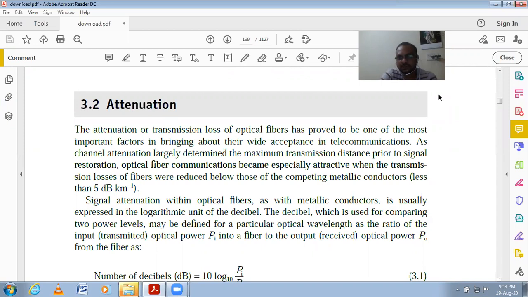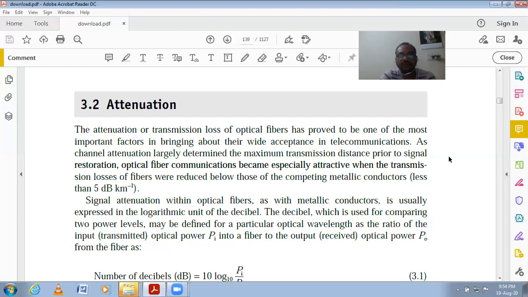First loss is attenuation. Attenuation means when we send the input power to the fiber cable, the power or signal attenuates as distance increases. At the output, the power level is reduced. That means the power of the signal attenuates with distance, right?